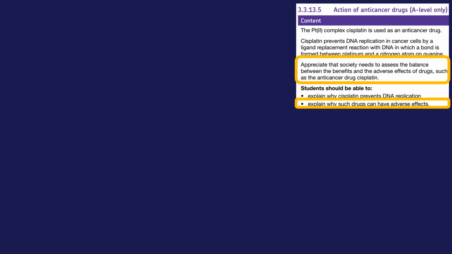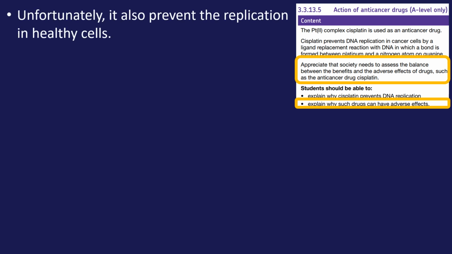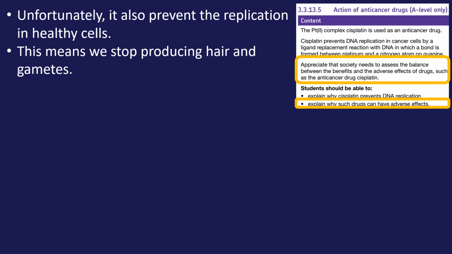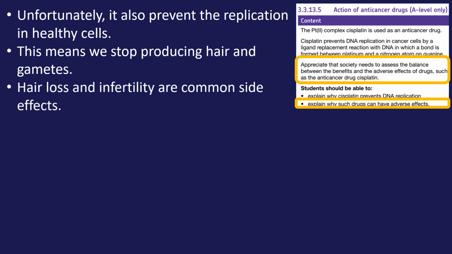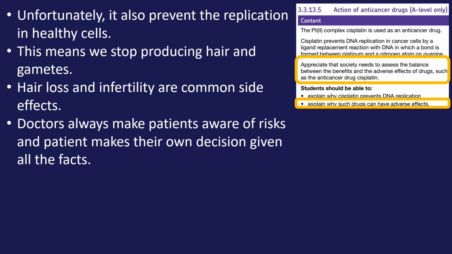So the final section is to look at the adverse effects, and the idea is that we have to make decisions to weigh up the benefits and the adverse effects. Unfortunately, it does also prevent the replication in healthy cells. This means that we stop producing hair and gametes, which leads to hair loss and infertility. Those are the most common side effects of cisplatin treatment. So doctors always make patients aware of these risks, and the patient makes a decision based upon the benefits and those adverse side effects.